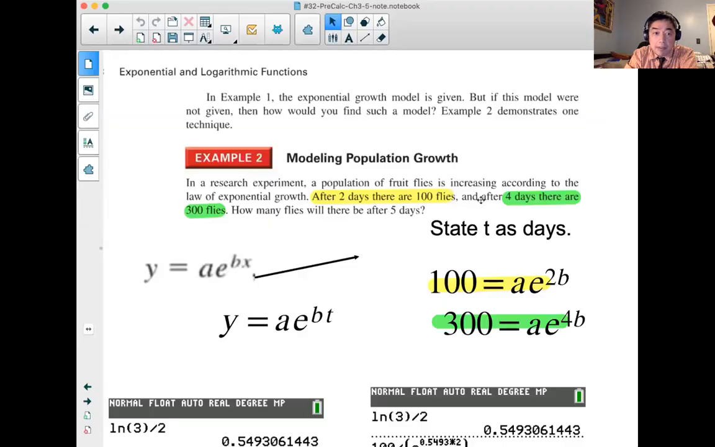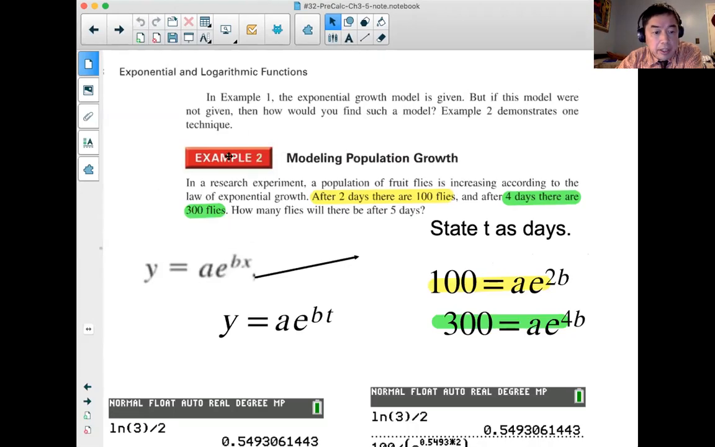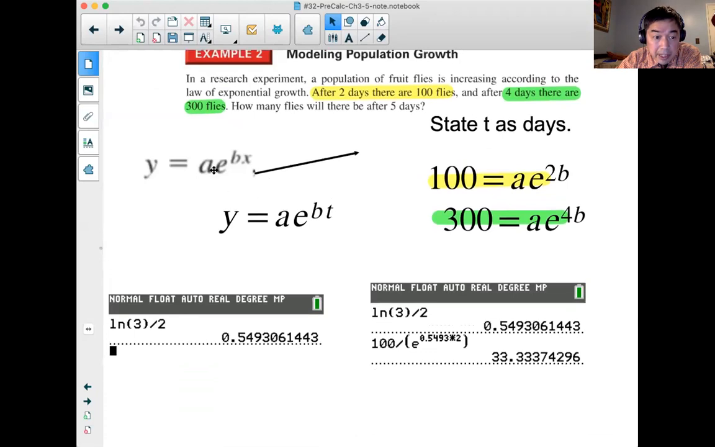Okay, this is PreCalc assignment 32. And I think we left off at example 2. Right, so example 2, modeling the population growth. Okay, the population growth equation, they kind of give you this template formula, but we don't know what is unknown and what is known, right?